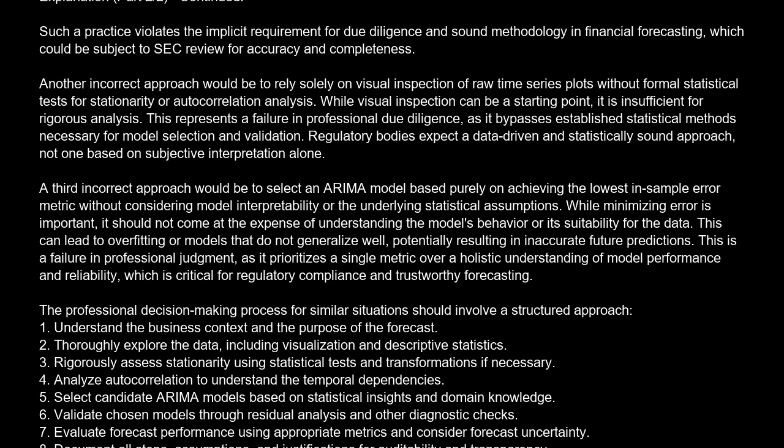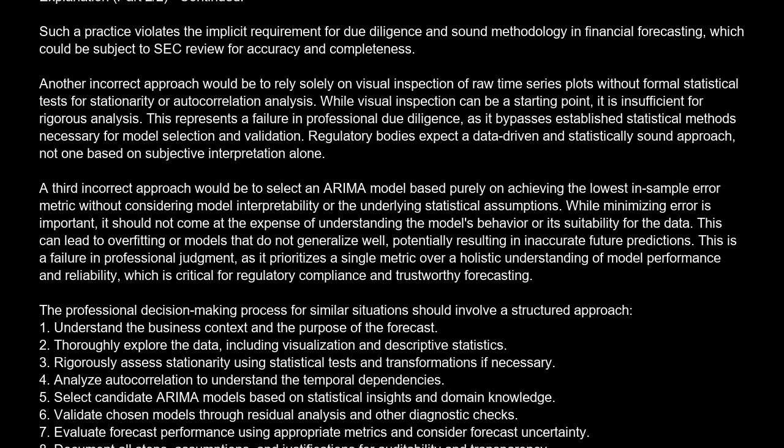A third incorrect approach would be to select an ARIMA model based purely on achieving the lowest in-sample error metric, without considering model interpretability or the underlying statistical assumptions. While minimizing error is important, it should not come at the expense of understanding the model's behavior or its suitability for the data. This can lead to overfitting or models that do not generalize well, potentially resulting in inaccurate future predictions.